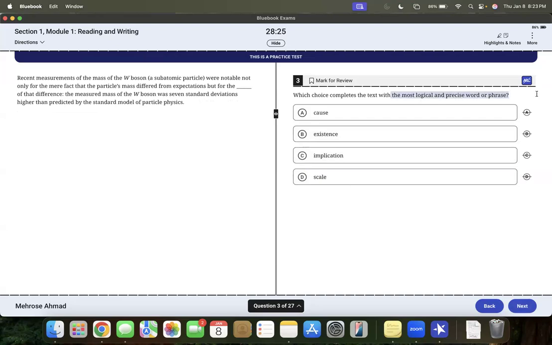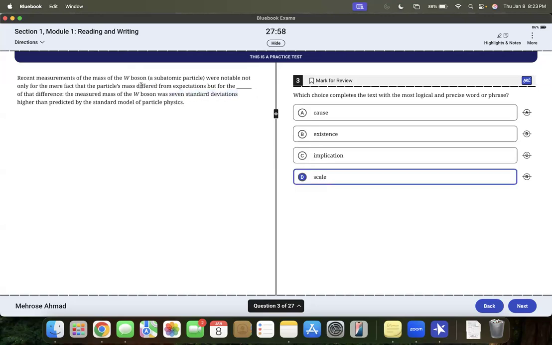Again, which choice completes the text with the most logical and precise word or phrase? Recent measurements of the mass of the W boson, a subatomic particle, were notable not only for the mere fact that the particle's mass differed from expectations, but for the blank of that difference. It was 7 standard deviations higher than predicted. Seven standard deviations sounds like a lot. What makes the most sense?